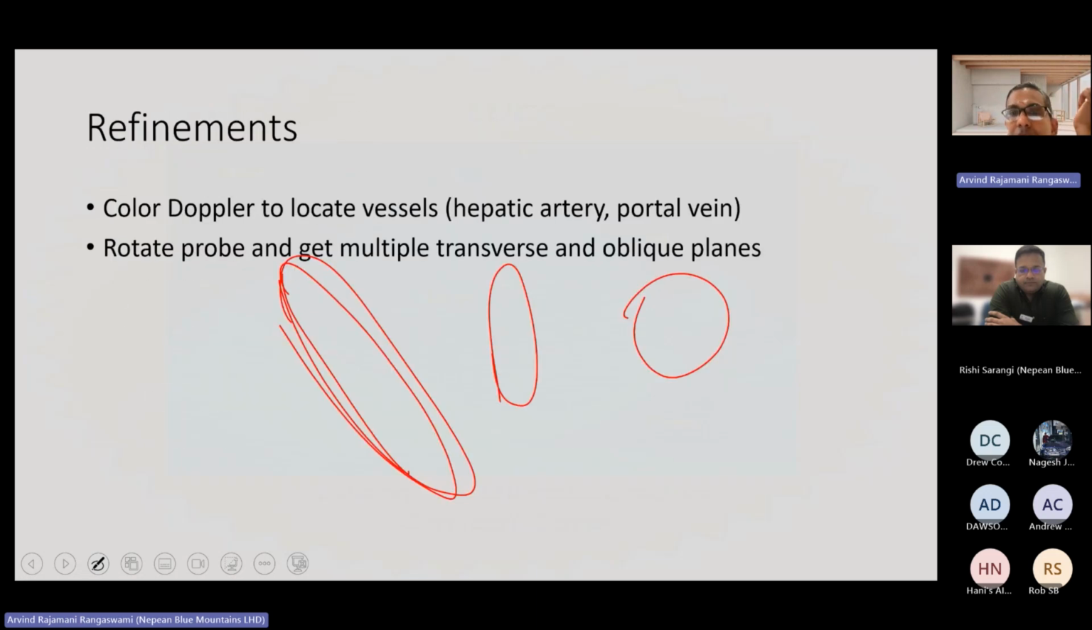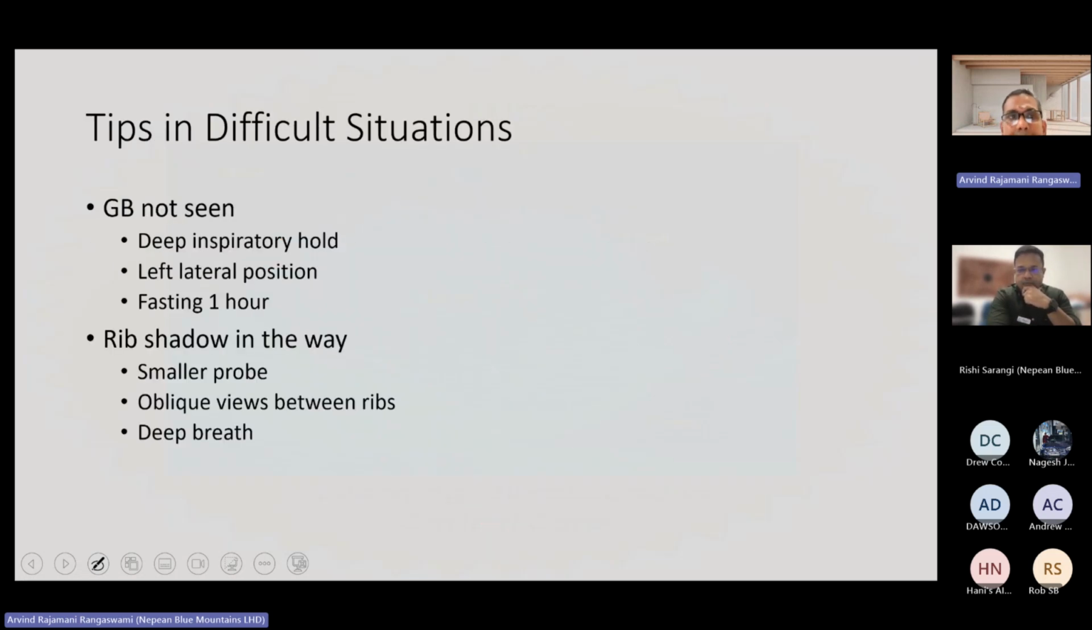So depending on what you get, you always have to rotate the probe to get the longest dimension of the length of the gallbladder, and that's usually the place where you will get the exclamation mark as well. What happens if you cannot see the gallbladder at all? Obviously, the patient could have had a cholecystectomy, so you might need to get corroborated history. You can try the left lateral position. If your patient is able to take a deep inspiratory hold, which a lot of our patients are unable to, then you can try that.